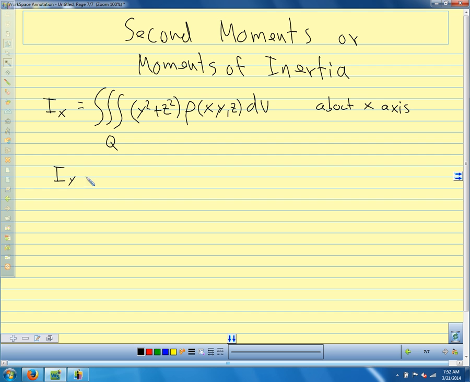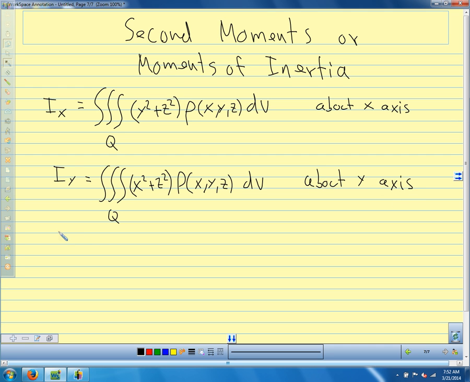And the same thing for the y and z-axis. Same triple integral. Distance from the y-axis is x squared plus z squared. And I sub z, same setup.